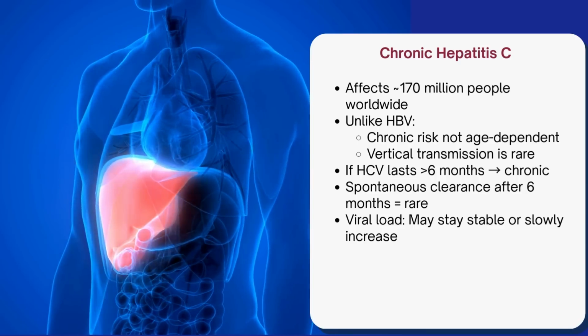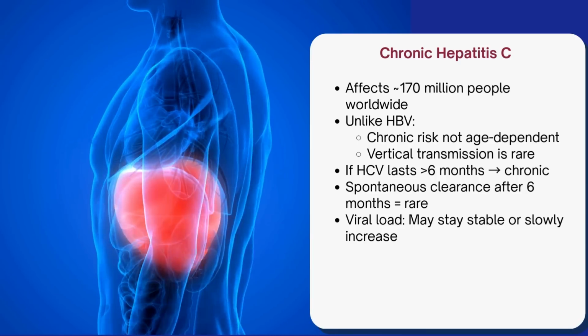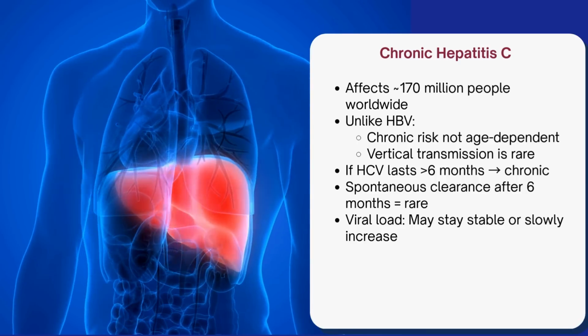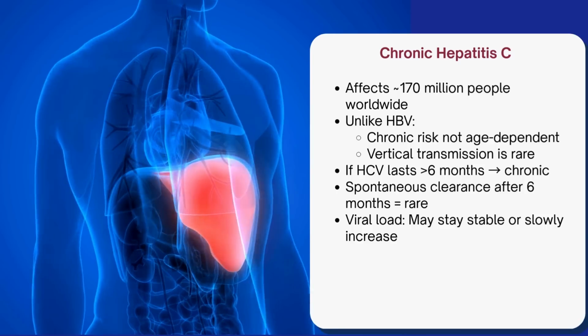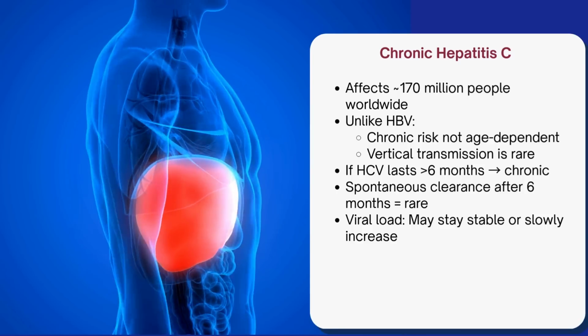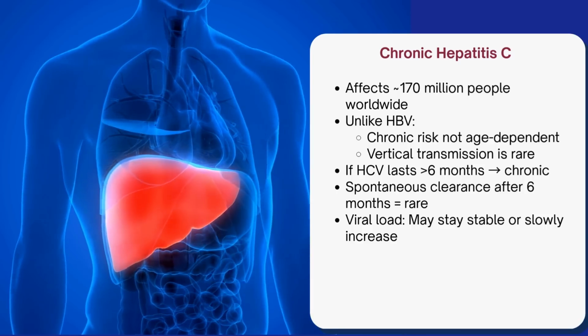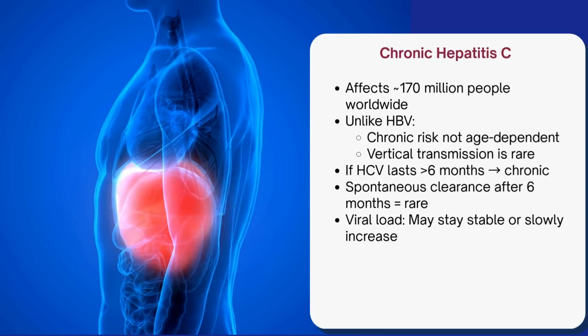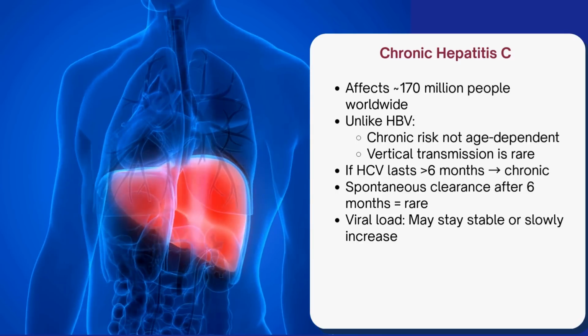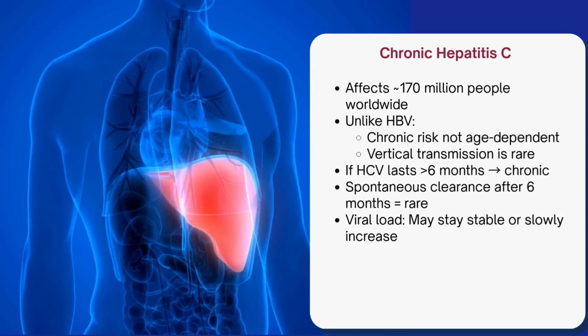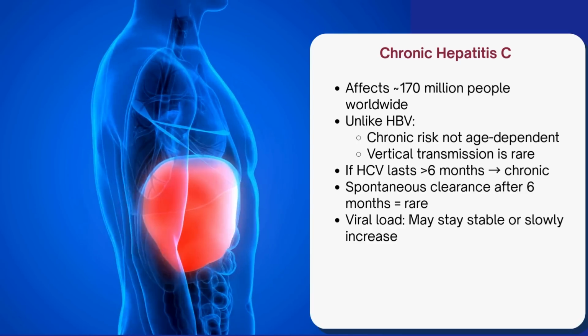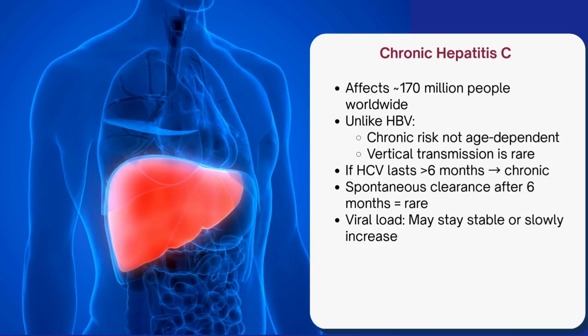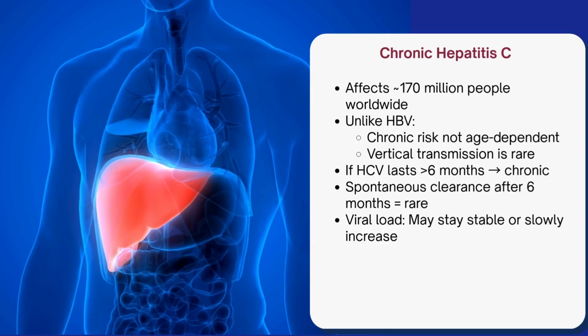Now, let's turn to chronic hepatitis C. Roughly 170 million people are infected worldwide. Unlike HBV, the risk of developing chronic disease isn't tightly linked to age at exposure, and vertical transmission is uncommon. Once HCV persists beyond 6 months, spontaneous clearance is rare. The viral load might remain stable or gradually increase.